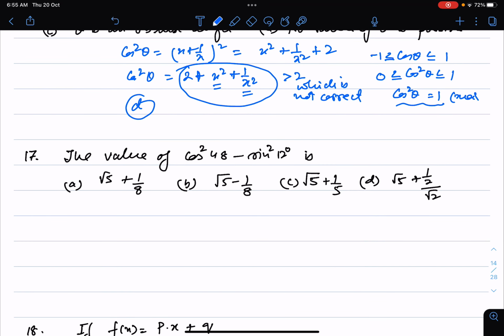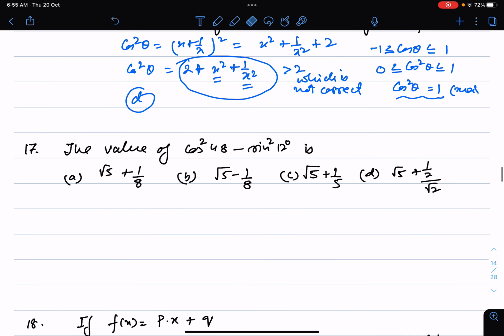Coming to question number 17. I'm just running through it because I don't want the video to be too long. Over here, we will be using the formula cos square A minus sine square B. If you do not know, then please note down somewhere. This is an important formula, although it is not given in NCERT. Cos A plus B into cos A minus B. We all know what is cos A plus B and cos A minus B. You just open up and then multiply. You will get the required answer.